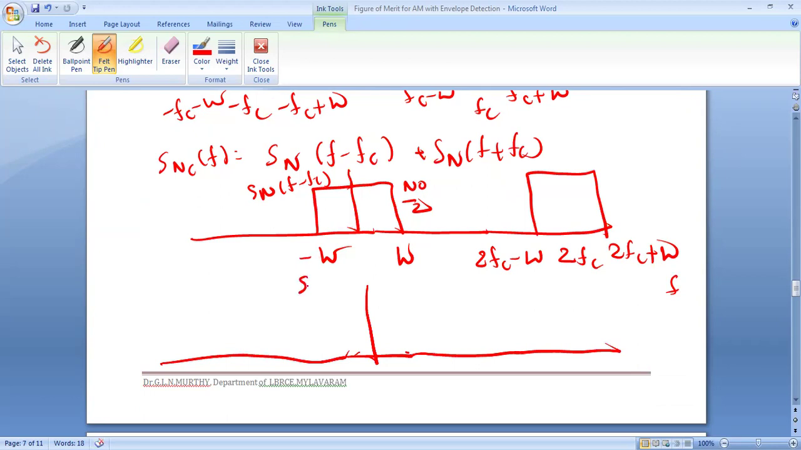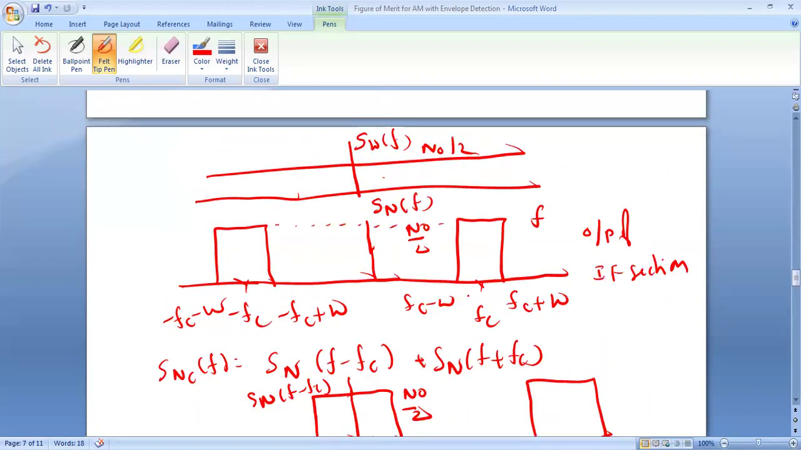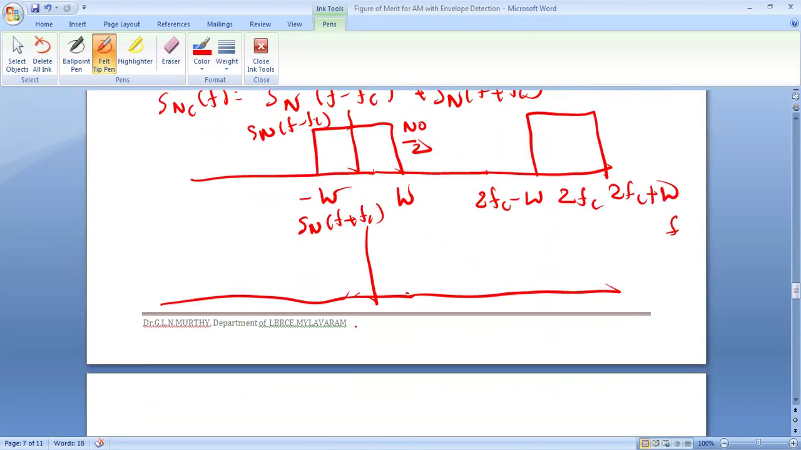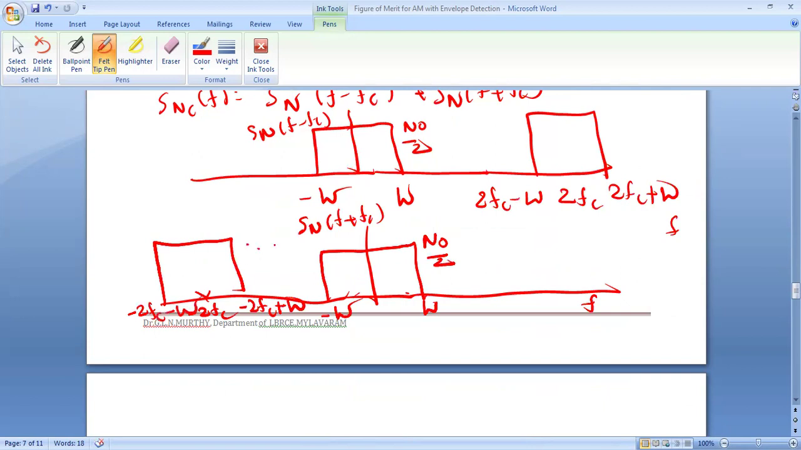how do you get SN of f plus fc? Shift left. Shift left means subtract by minus fc. So plus fc minus fc, 0. Plus fc minus fc, 0. So again this will be, we are shifting left side, minus W to W, N0 by 2, frequency. What about this? Shift left side. So minus 2fc plus W, minus 2fc minus W, N0 by 2.